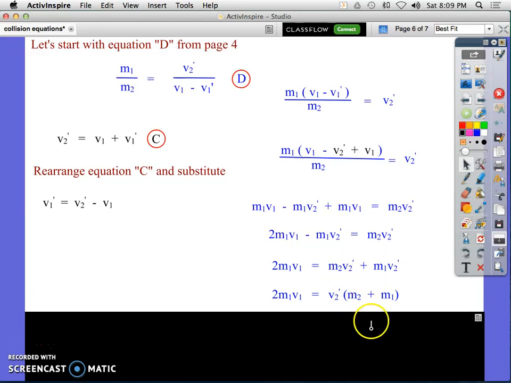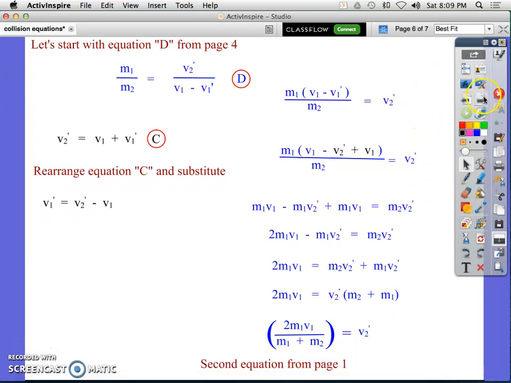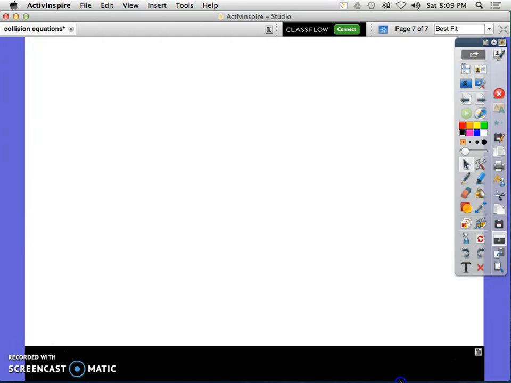Take my v2 prime out. And v2 prime, take this under there. There's my other equation. And ta-da, I am never doing this again.